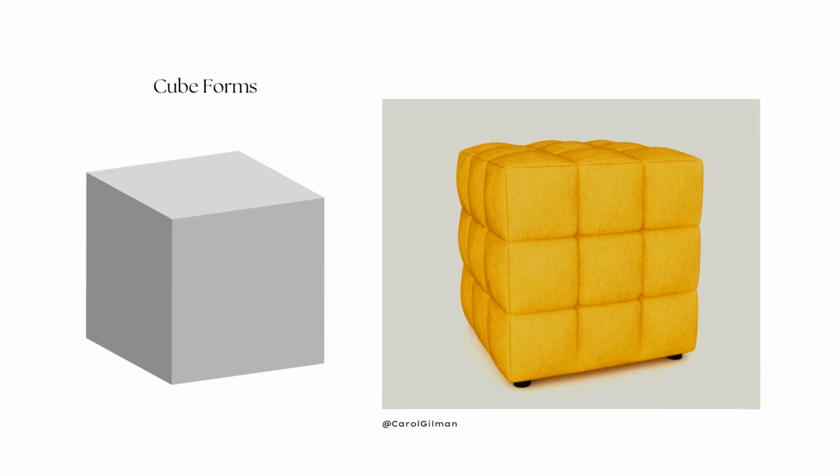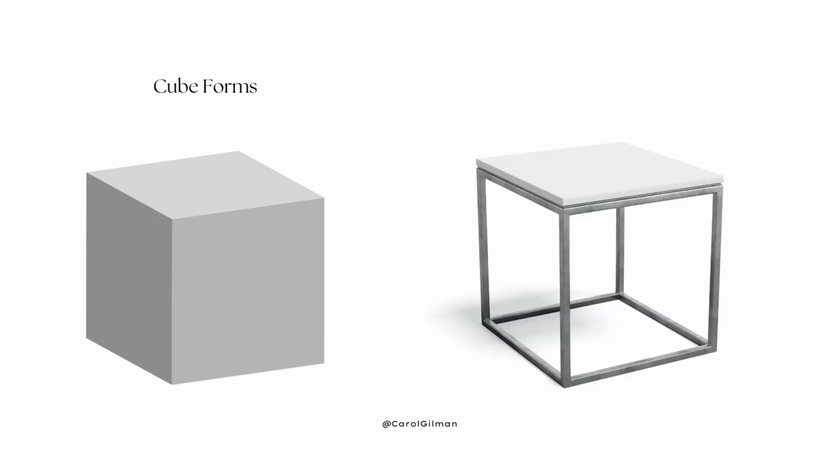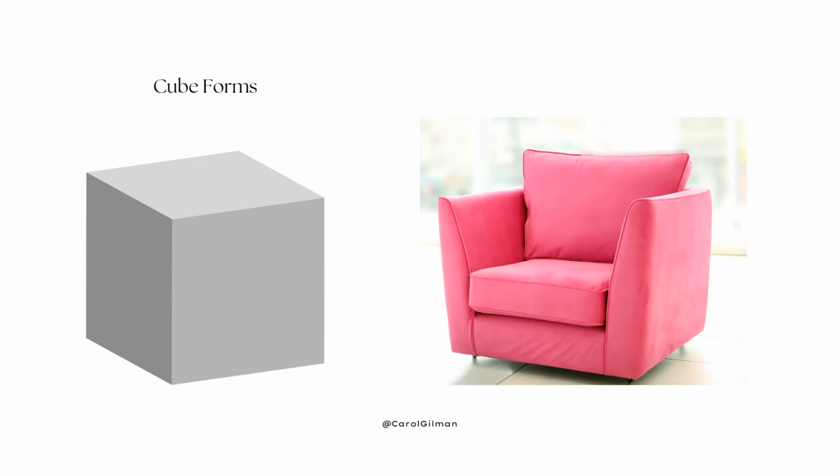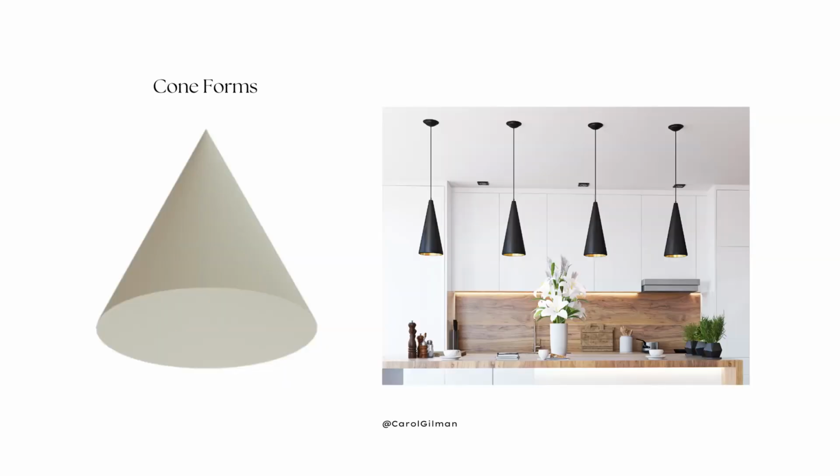Another shape that we see in our rooms is the square shape. And when we're talking about a three-dimensional form of a square shape, we're referring to cubes. Examples of those could be a cube-shaped poof, or even a coffee table, or an ottoman, and even a chair that's kind of boxy, reminds us of a cube, is another example of a cube-shaped form.